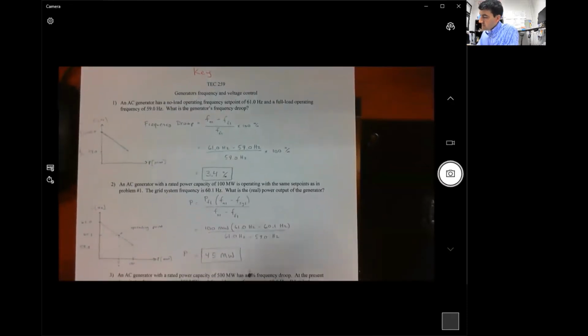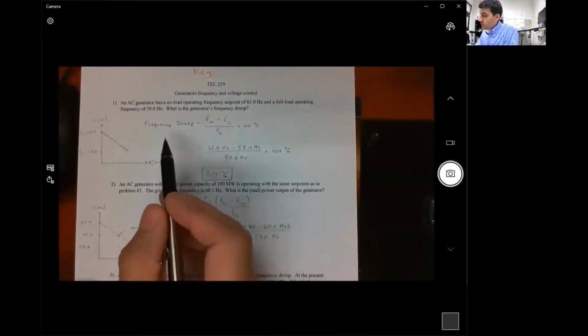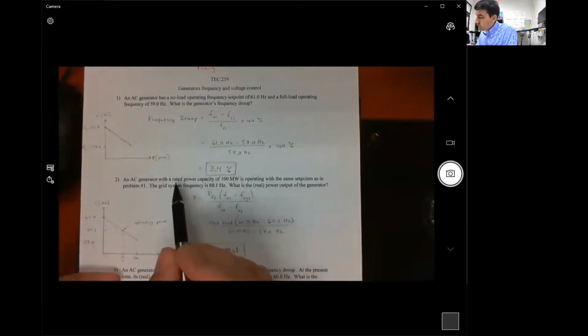Then number two, it says we have the same set points as we had in number one. So we have a no load frequency of 61 hertz, a full load frequency of 59.0 hertz, and it says the rated power capacity is 100 megawatts. So that means at full load power, that's right here, we have a power output of 100 megawatts. And right now, the grid system frequency is actually 60.1 hertz. So we're operating right here. Here's our operating point on the house curve. And here is our operating system frequency right now.